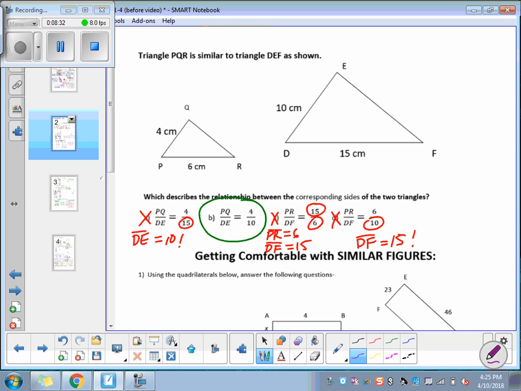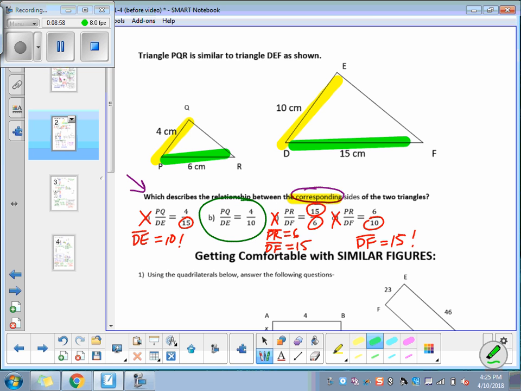And what page 2 asks at the top then is which one describes the relationship between corresponding sides of the two triangles. So I'm going to do some color coding now with a highlighter to remind you guys about corresponding. All right? If I color this side yellow, that means this is the yellow side. They are corresponding. If this is green, so is that. That means side PR corresponds to side DF. And last but not least, if I trace QR in blue, it corresponds with side EF.